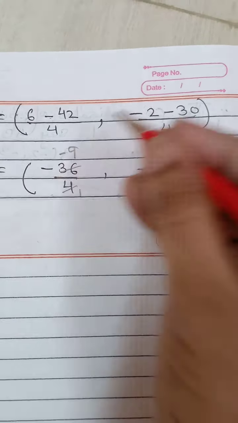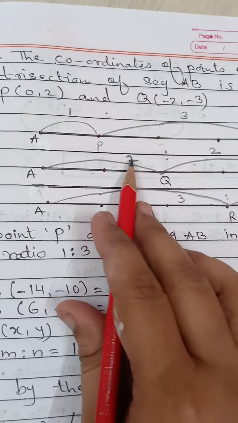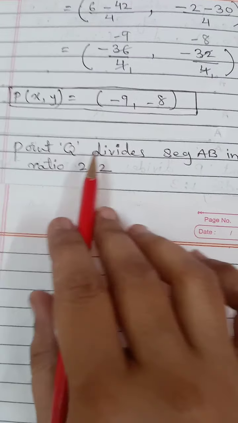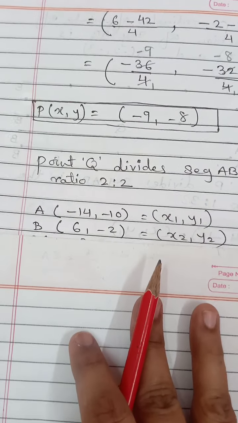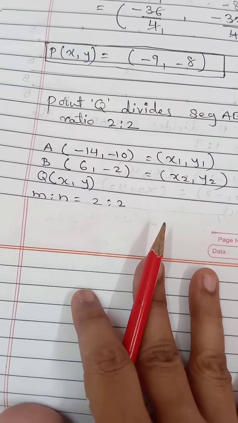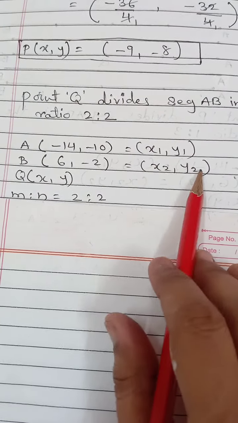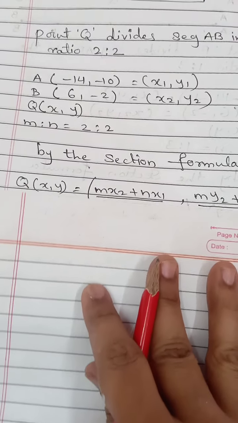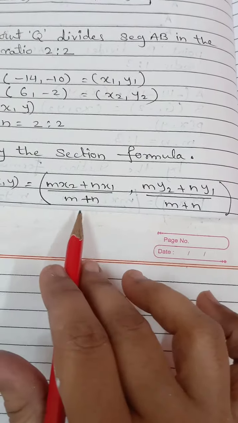Now we will start solving for the next point, that is point Q. For finding Q, we will take the ratio 2:2. See, point Q divides segment AB in the ratio 2:2. So first of all we will take points A and B, then point Q we will let be (x, y) and the ratio is 2:2. First point we have taken (x1, y1), second point we have taken (x2, y2). Again by using the section formula, we will write the formula first. So the formula is (mx2 + nx1)/(m + n), comma (my2 + ny1)/(m + n). Now we will apply the values.